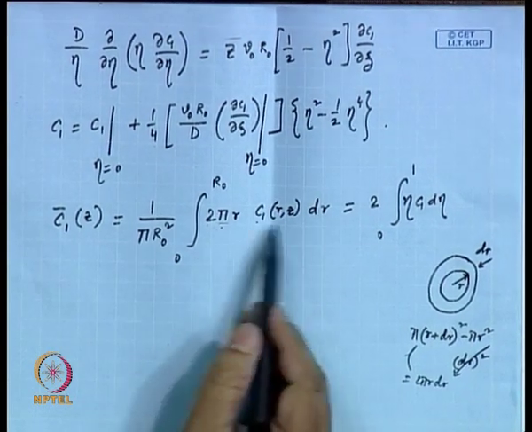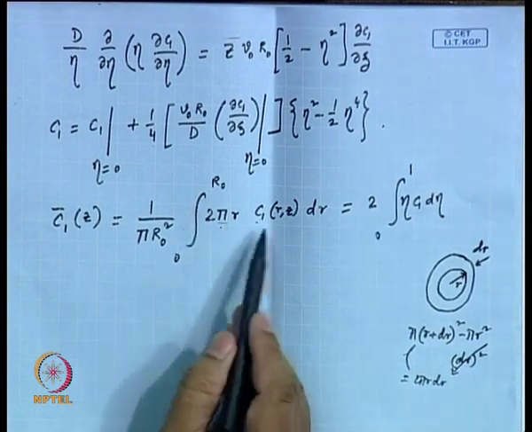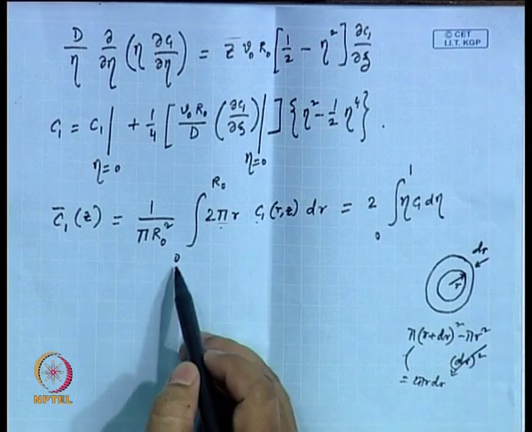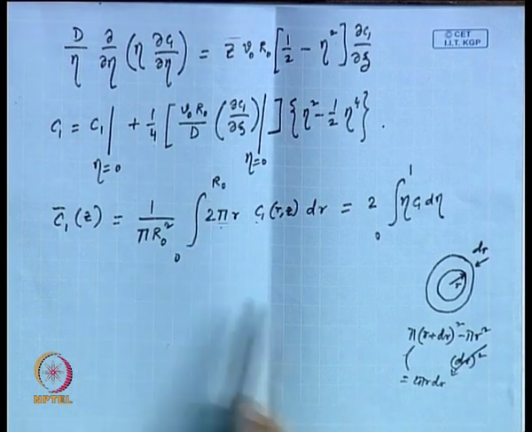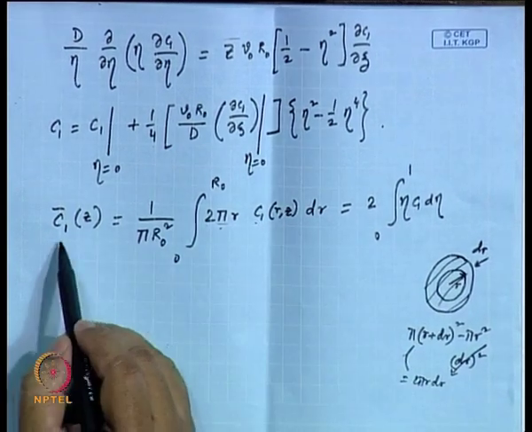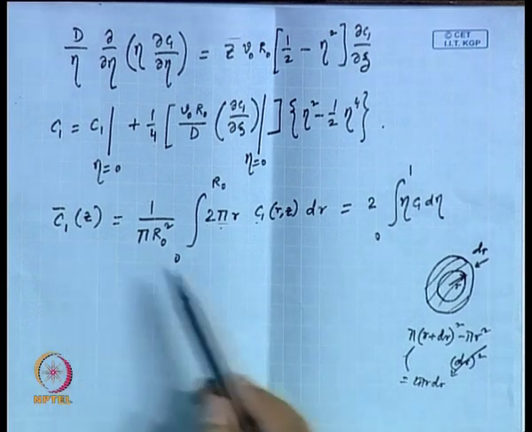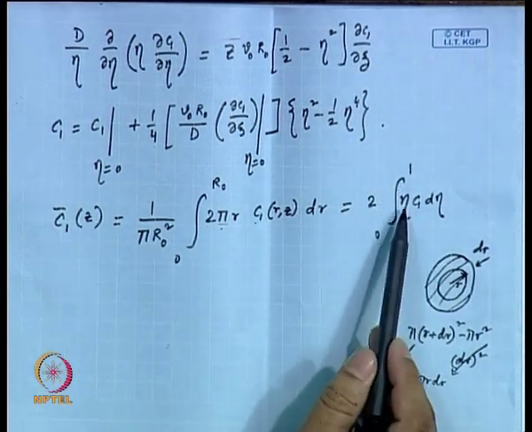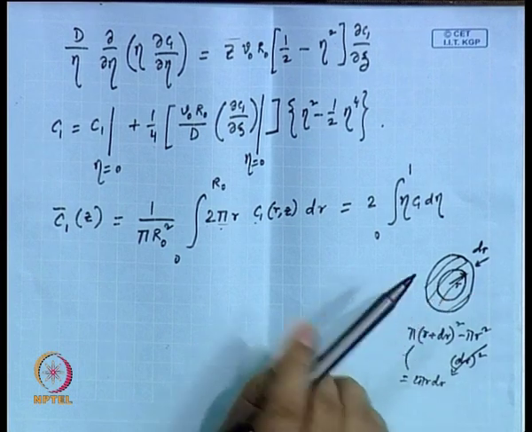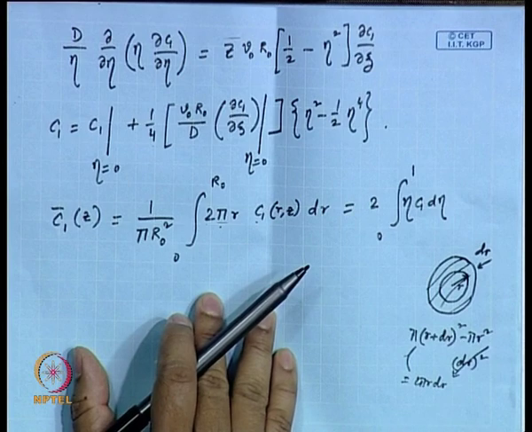So, you are multiplying this annulus area with the corresponding concentration, and you are integrating all such products from 0 to r0, and then finally you are dividing by the entire area of the circle, pi r0 square. So, that is how you are getting the average concentration, which is C1 bar z. All right. So, this C1 bar z is equal to 2 into integration 0 to 1 eta C1 d eta. All right. So, this is what you get as C1 bar.